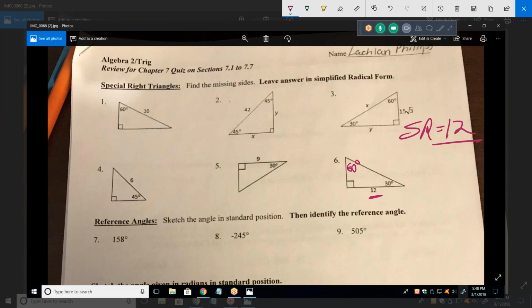So for the similarity ratio, you're comparing same sides. Okay. Here, I'm going to draw it one more time. So in this case, there's the 30, there's the 60. Opposite the 30 is always 1. Opposite the 60 is square root of 3. The hypotenuse is 2. Okay?